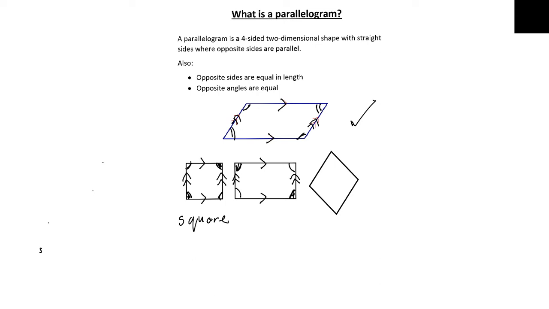The third shape here is the rhombus. Let's have a look if that also fits the definition. Well, these opposite sides are parallel, as are these opposite sides. So again, we have two sets of opposite parallel sides. This angle and its opposite angle are equal, and this angle and its opposite angle are also equal. So like the square and the rectangle, the rhombus also fits the definition of a parallelogram.